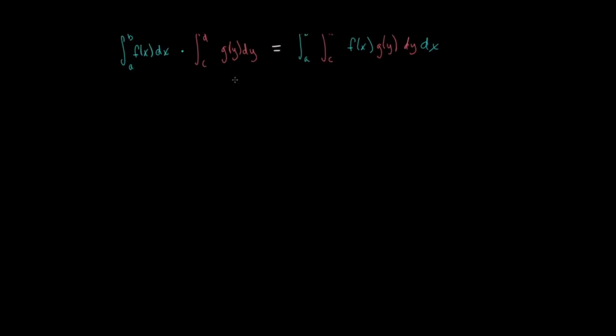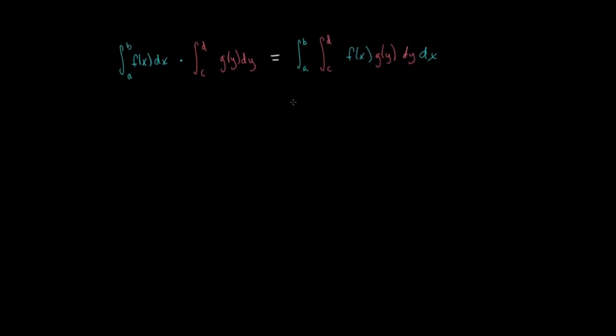Okay, so what I want to prove to you beforehand is that if we have two functions, f of x and g of y, if we take the definite integral under f of x and multiply it by the definite integral over some range for g of y, it's the exact same thing as if we just tried to evaluate the double integral of both of the functions.